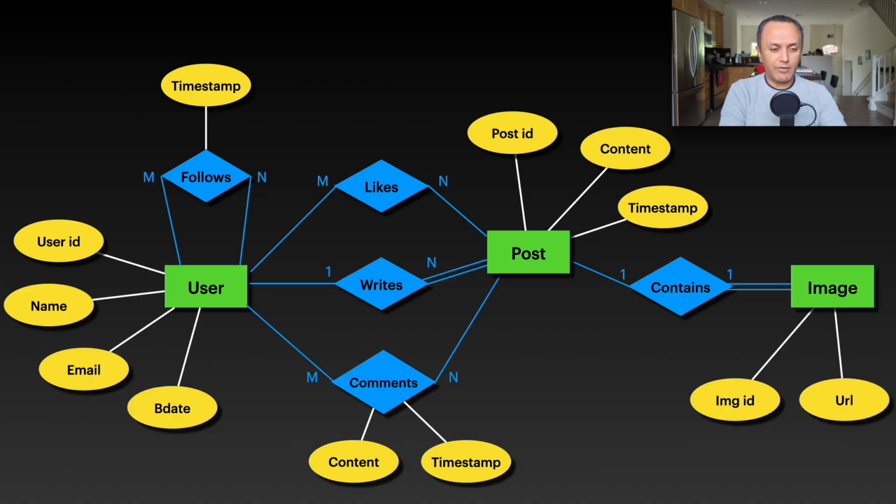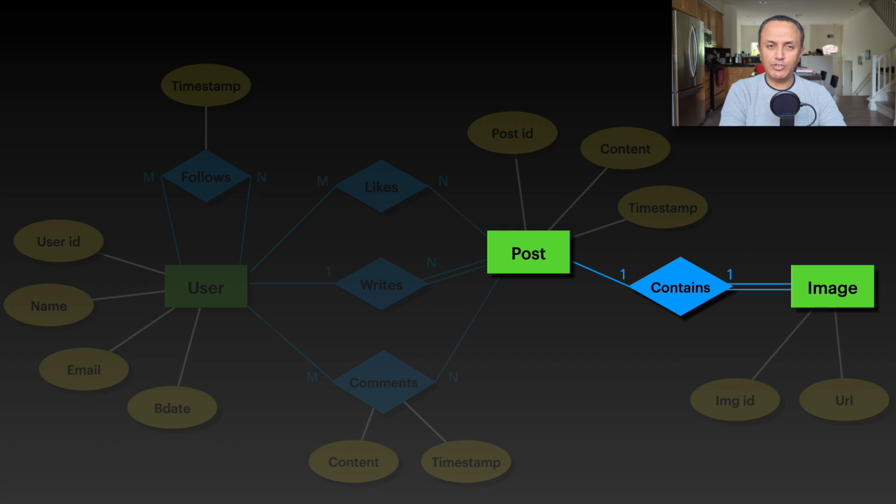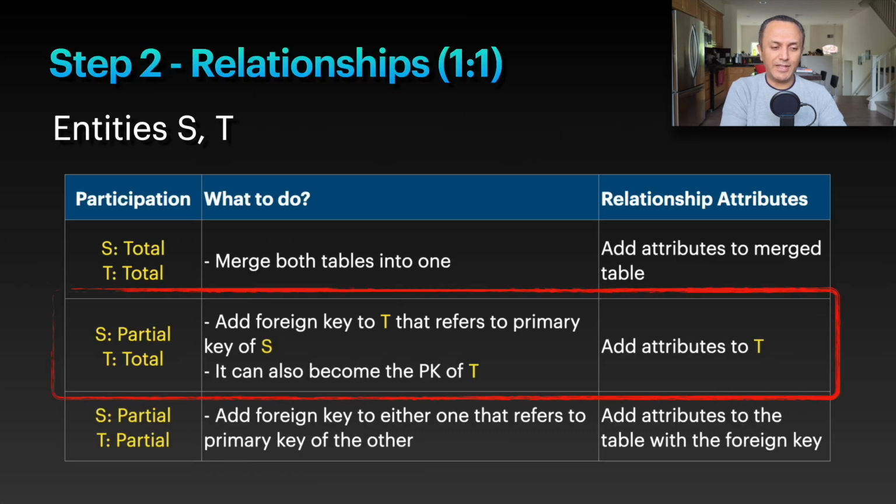So here is our diagram. Again, we're looking for one-to-one relationships. So the one that we have is between post and image. This is one side has total participation and the other side has partial participation. So this is going to be the second case here.